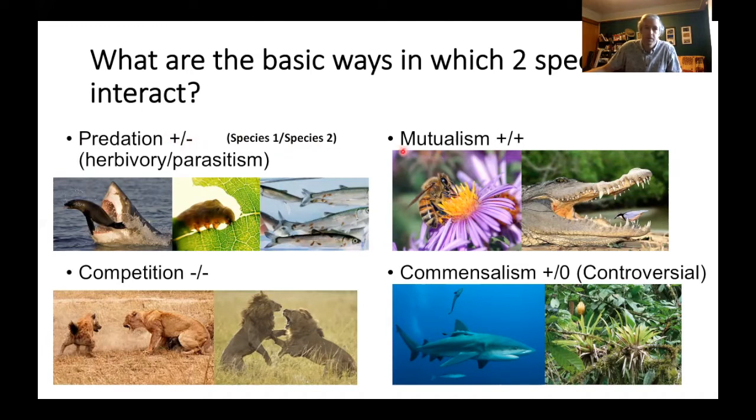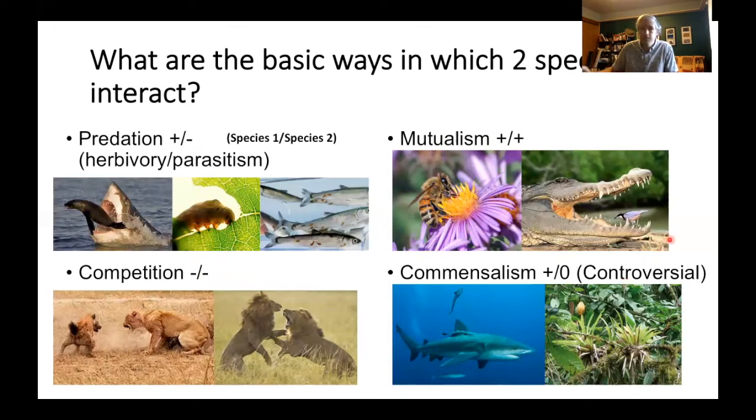We'll also talk about competition, in which both species end up losing. Mutualism, in which both species end up benefiting. And also commensalism, in which one species benefits, but the other species is not affected. This is somewhat controversial, whether this even exists at all in nature. And we'll talk about it later on. Okay, so those are the basic forms. Let's go through them in a bit more detail.